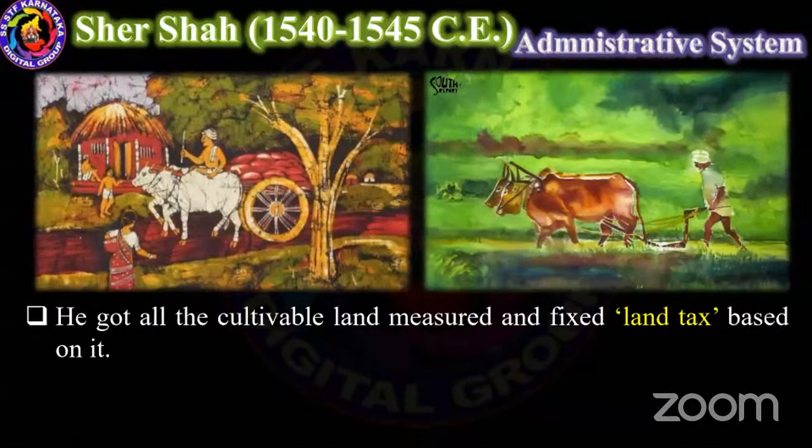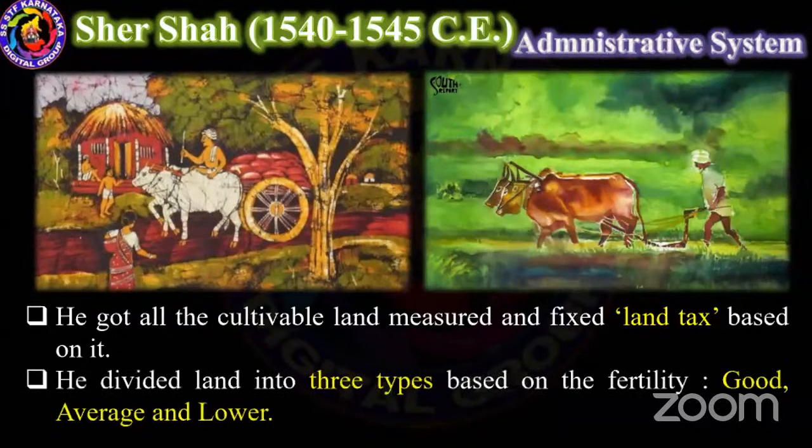He ordered all his officials to measure their entire agricultural land and told them to fix the land tax on the fertility rate. On that basis they collected tax. He divided the land into 3 types based on fertility: good, average, and lower. Why did he divide it into good, average, and lower? Because all land is unequal. They are unable to produce the same kind of product in the same quantity, because of fertility and the different types of soil.